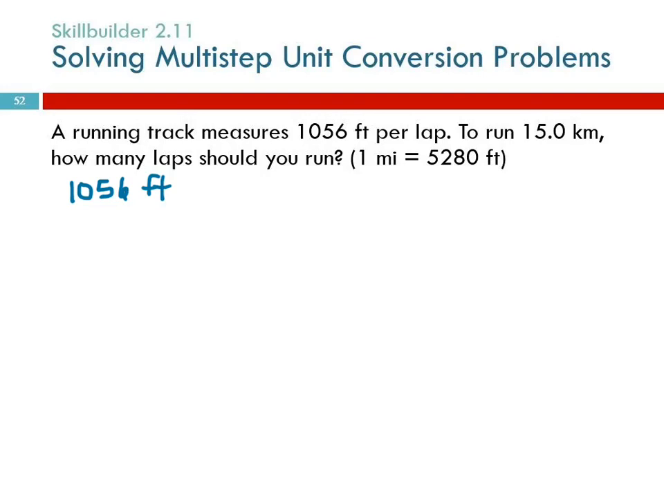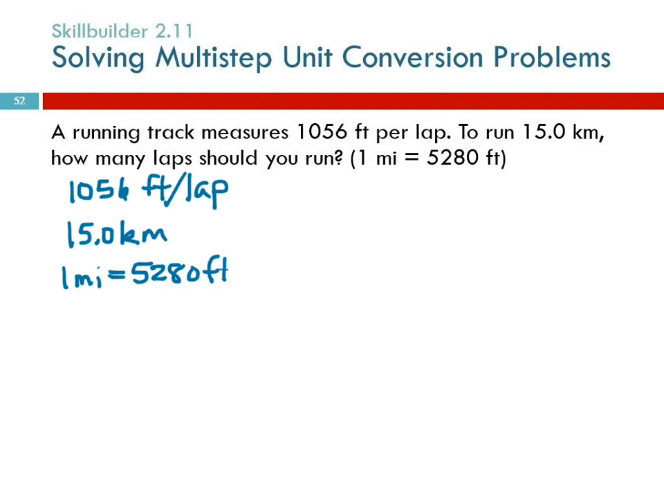How do you write per something? Per lap, right? Feet per lap, okay? And then we've got this 15 kilometers. And then we've got this guy. 1 mile equals 5,280 feet. Okay. Did that help? Maybe, maybe not.